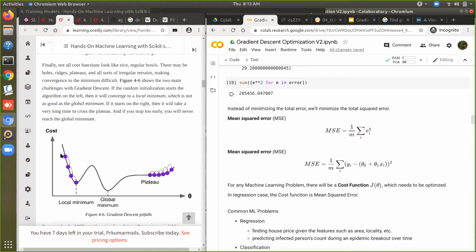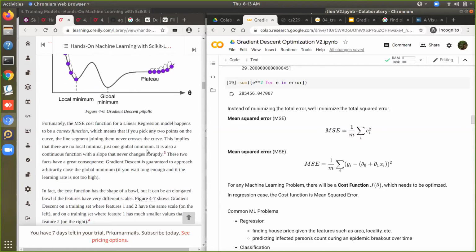So if we randomly initialize on the left part of this curve, we may end up falling in the local minimum, unless our learning rate is very high, then there is a chance that we may jump out of here, and then we may or may not reach. That is just trial and error, and we can't guarantee it, but we can guarantee that gradient descent will take you to a local minimum at any point.